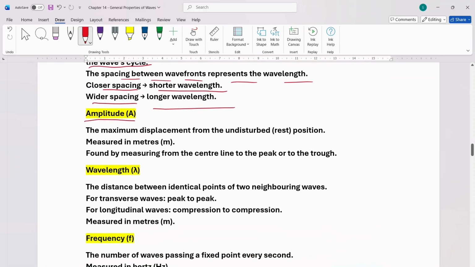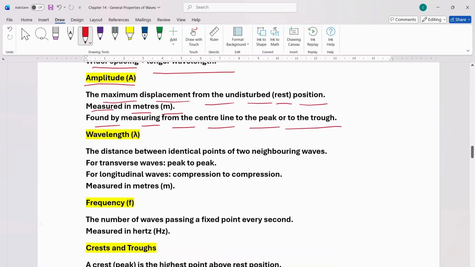Amplitude, the symbol is capital A. The maximum displacement from the undisturbed rest position. It is measured in meters, found by measuring from the center line to the peak or to the trough.